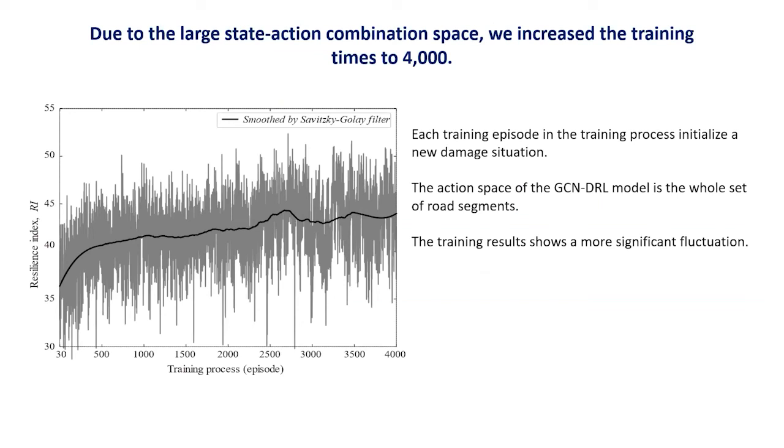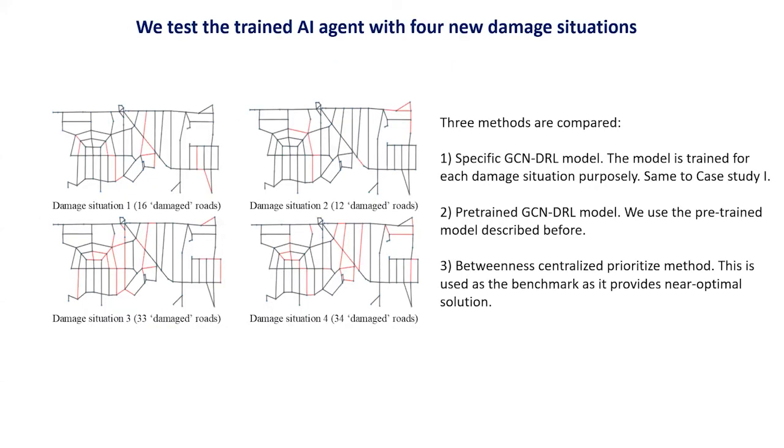Because of the extremely large state action combination space, we increase the training times to 4,000. Again, each training episode, or each training process, means a whole recovery process, and we randomly reinitialize the damage situation. We can see this training result shows a much more significant fluctuation compared to the previous study, because in the previous study we always started with the same damage scenario.